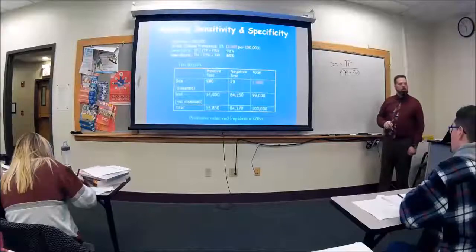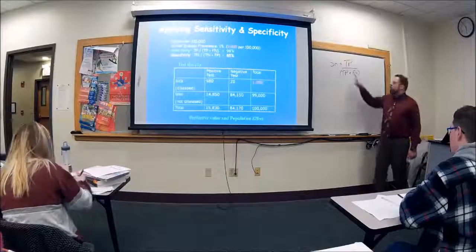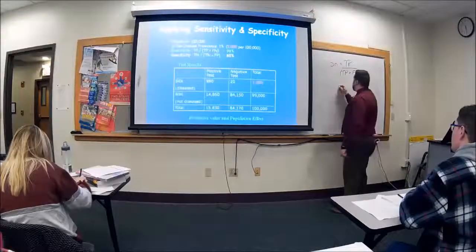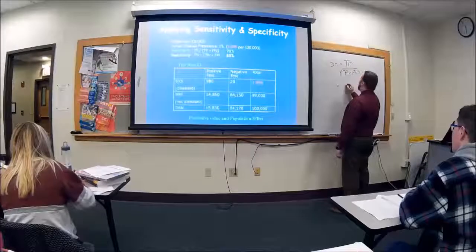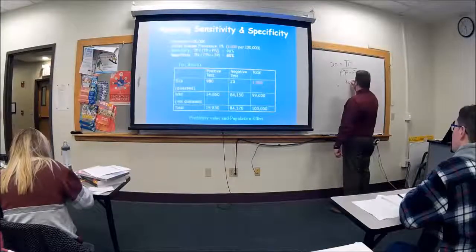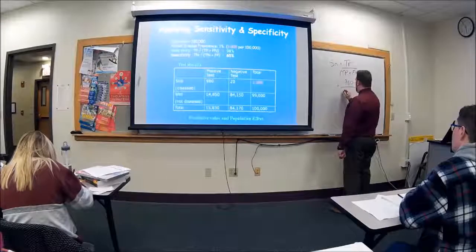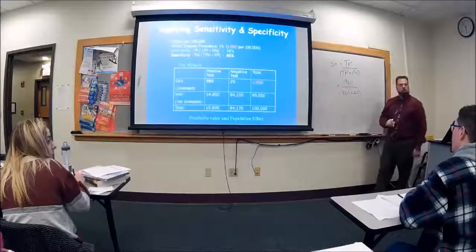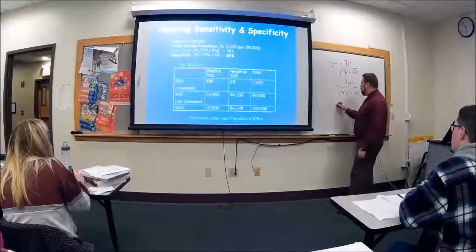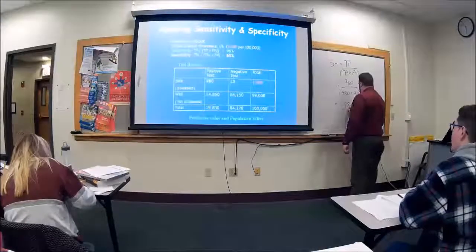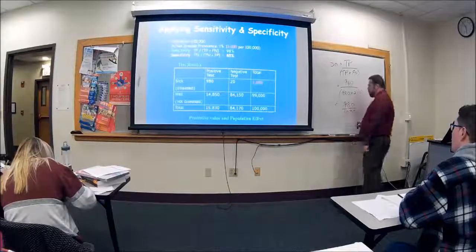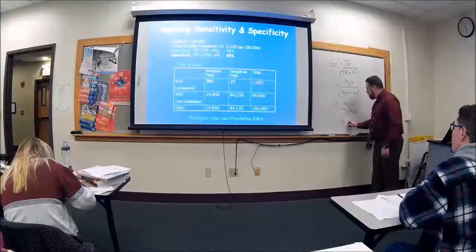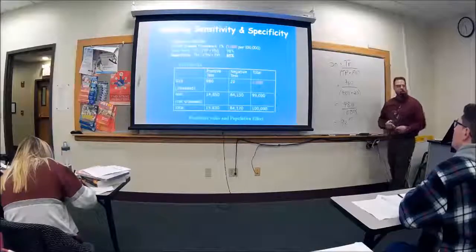Right? Make sense? Think about true positives over everyone with the disease. So if we plug in numbers, true positive is 980 over 980 plus 20. Right? So then you're going to have 980 over 1,000. Cross this off here. And the sensitivity is 98%.